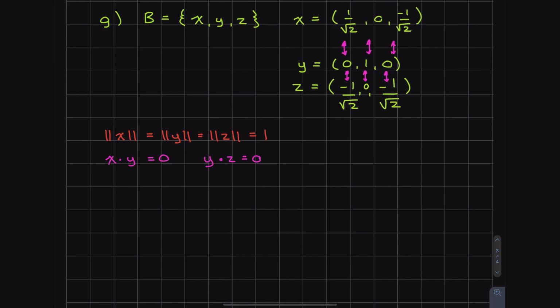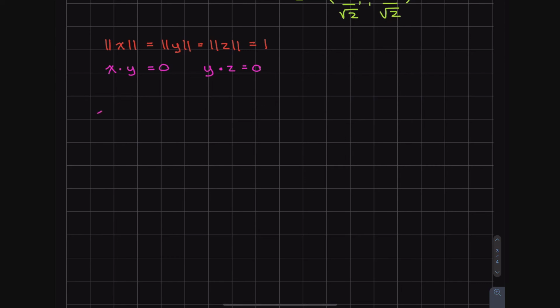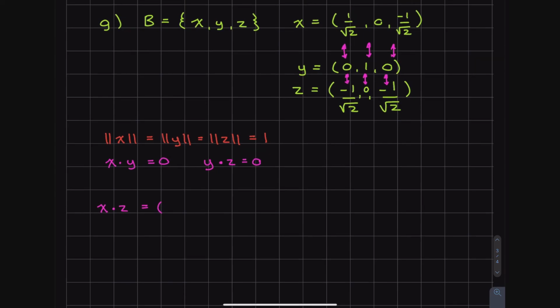So the only thing that we're going to have to check that's not extremely obvious is what happens when we dot x and z together. So if we go x dot z, we're just going to go through all the terms. So the first component of x is 1 over root 2. First component of z is negative 1 over root 2. And we're going to go to the second component, and luckily for us, they're both 0, so we're going to have 0 multiplied by 0.